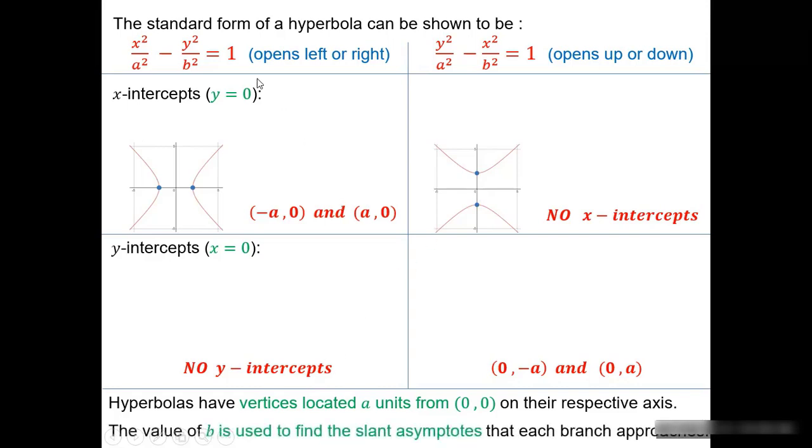So notice that the value of b, it doesn't appear that we actually used it like we would have done to find covertices for an ellipse. But it turns out that the b value is used in order to find the slant asymptotes, which we'll see in this next example.